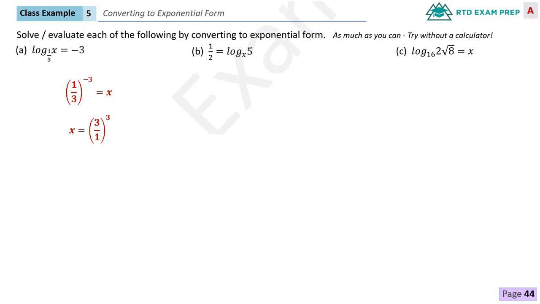At this point, we can evaluate 1/3 to the -3. Well, a negative exponent means to take the reciprocal, or the flip of the base, so 1/3 becomes 3/1. And that's just like 3. So 3 cubed is equal to 27.